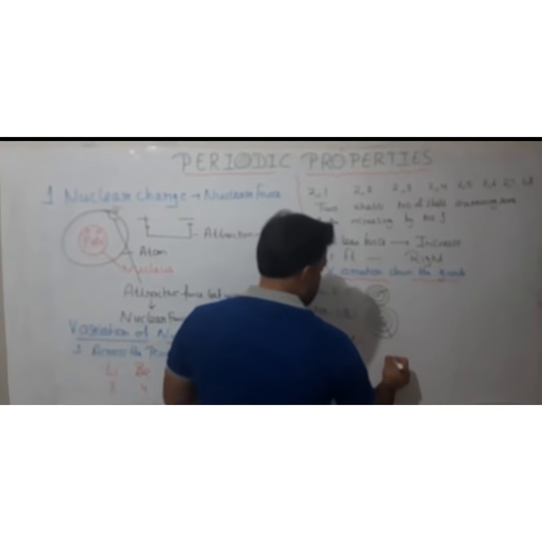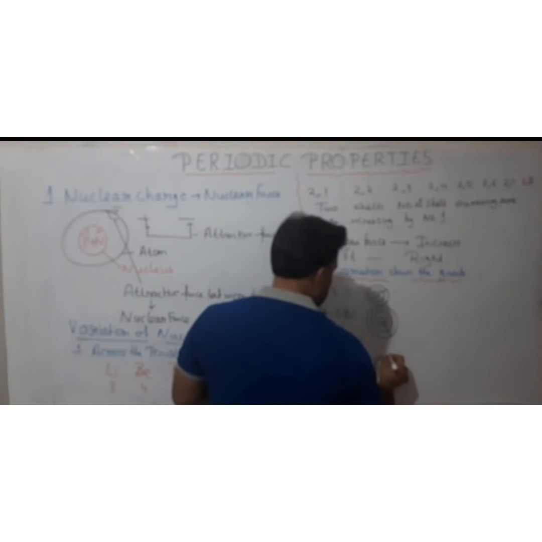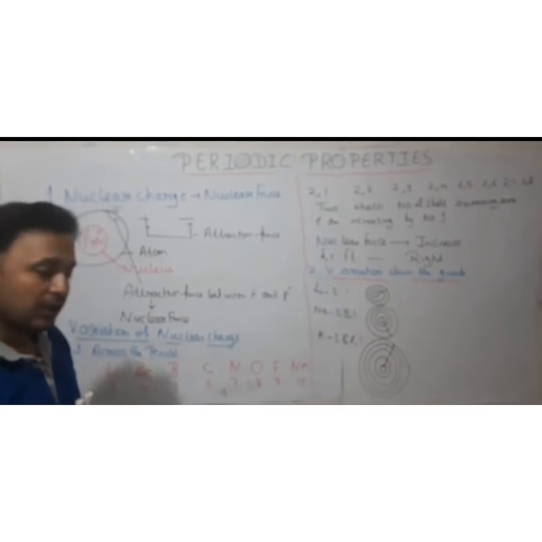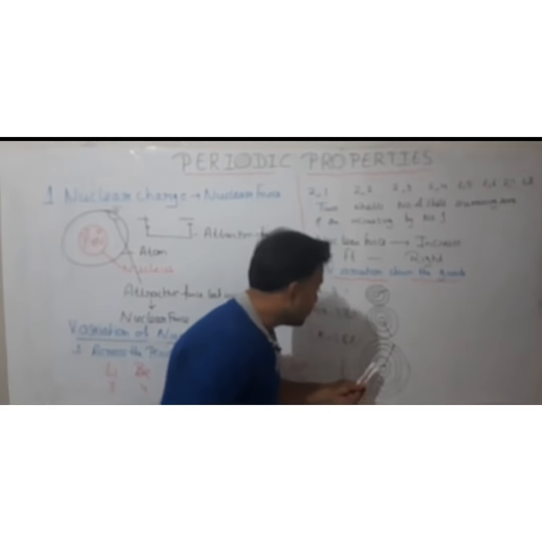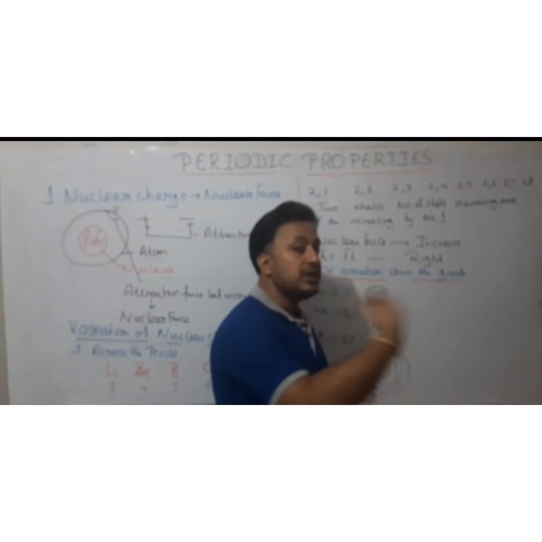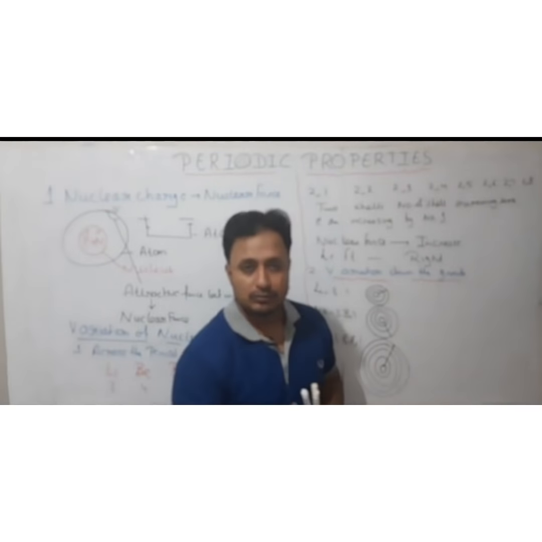Now in case of potassium, the number of shells is going to be 4. It means the distance between the nucleus and the outermost shell increases further. So when the distance between the nucleus and the outermost shell increases, the nuclear force is going to be weak for the valence shell electrons.